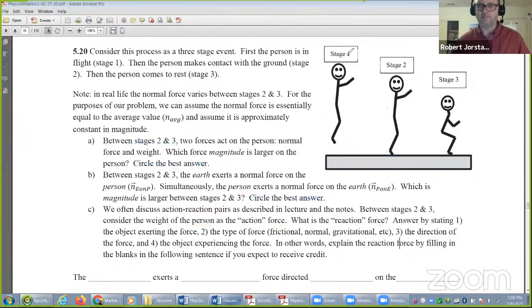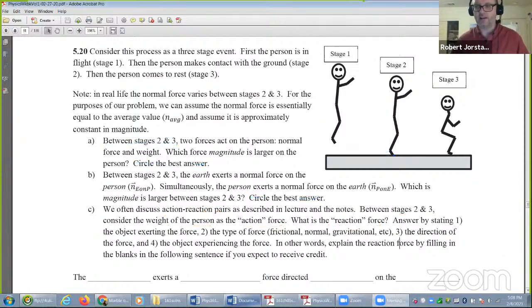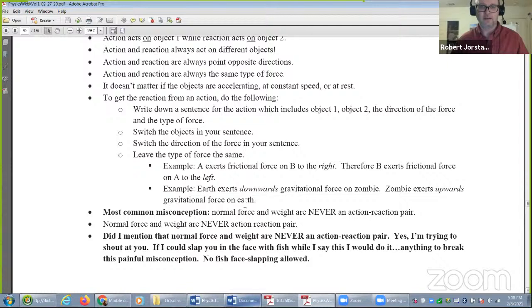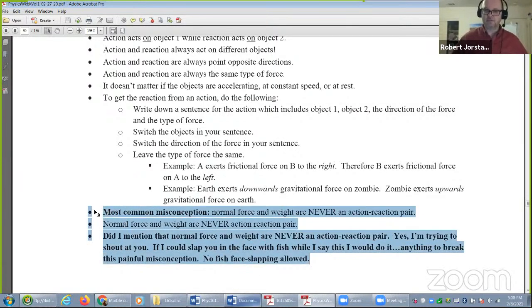Let me clear this out. Thank you for trying, and I appreciate that. The most common misconception in physics is this: normal force and weight are never an action-reaction pair. Never, ever. Look at how many times I say this. My 110 students, they miss this every time. Here is the trick.